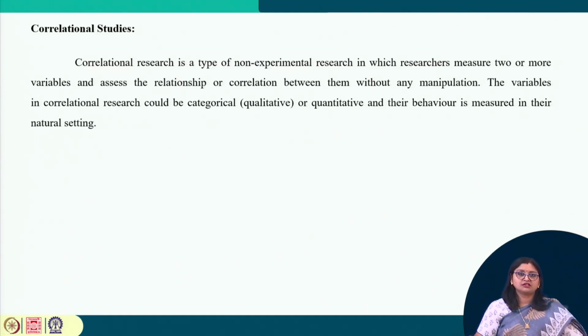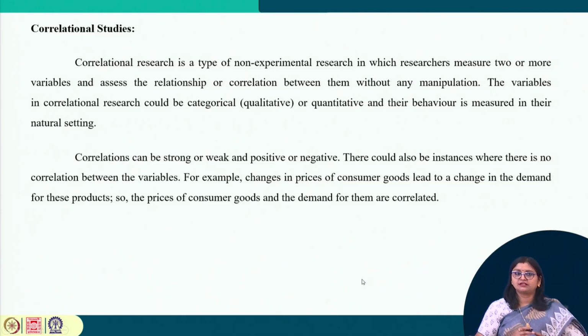Correlational studies or research is a type of non-experimental research in which researchers measure two or more variables and assess the relationship or correlation between them without any manipulation. The variables in correlational research could be categorical, qualitative or quantitative, and their behavior is measured in the natural setting. Correlations can be strong or weak, positive or negative. There could also be instances where there is no correlation between the variables.